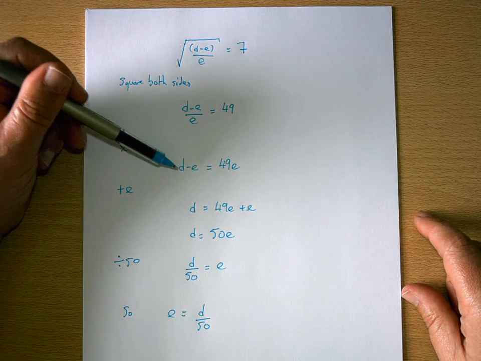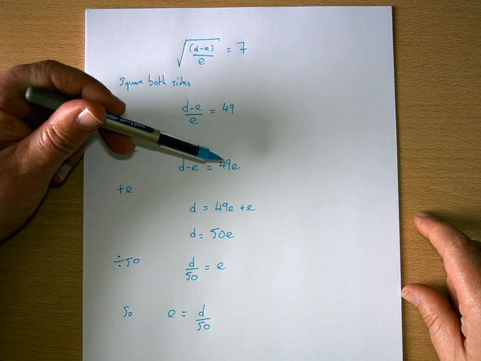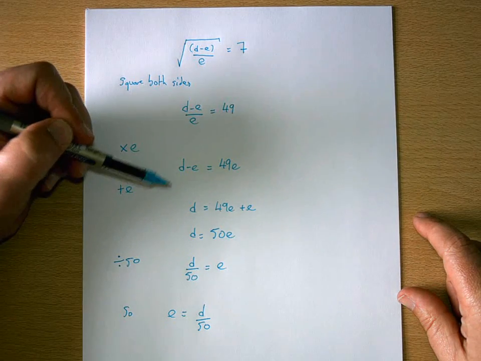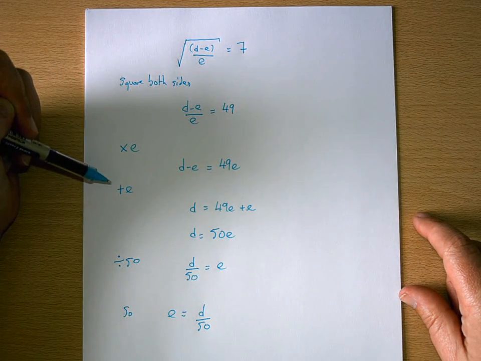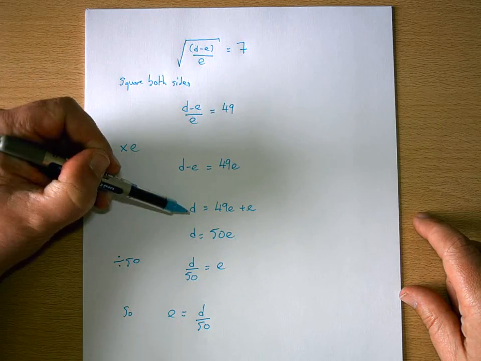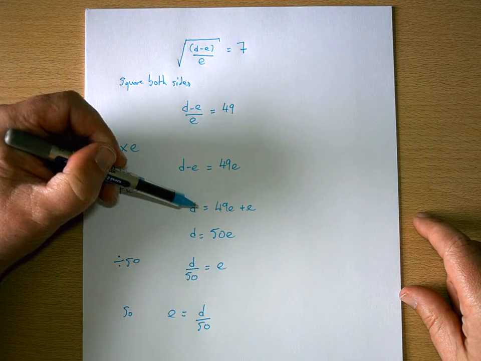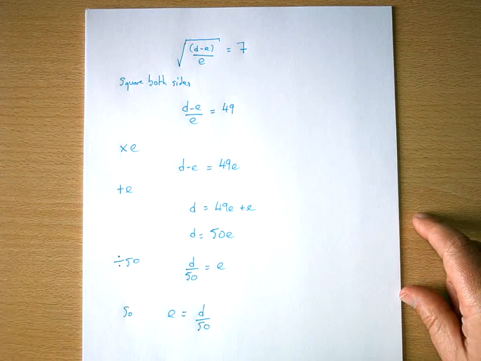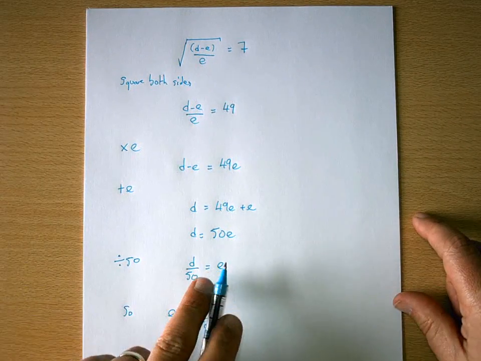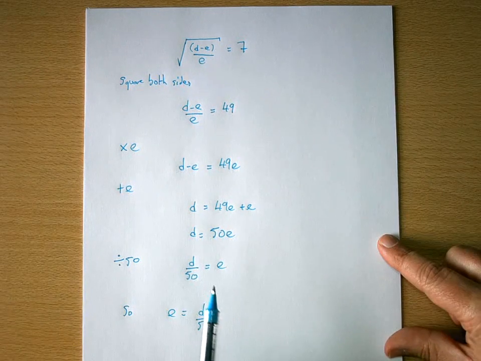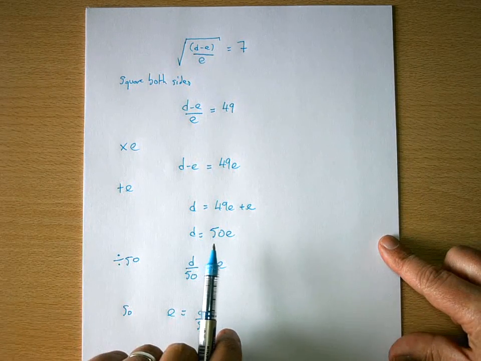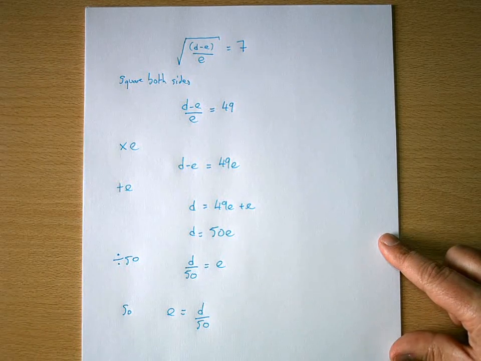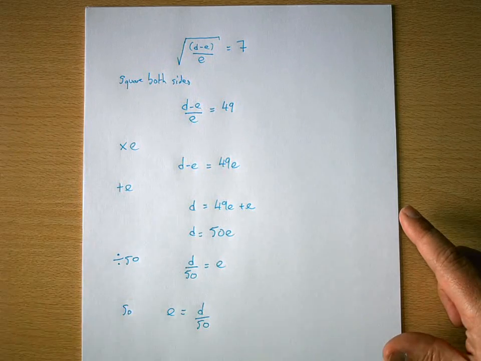Multiplying that side by e gets rid of the fraction, but we have to multiply the other side by e as well. Then we need to get rid of the take e by doing the opposite of taking away 1e, which is adding 1e. So we get d on its own now on the left hand side is equal to 49e plus 1e, which simplifies to 50e. So d equals 50e, but they don't want d equals, they want e equals, so we'll get rid of the times by 50 by dividing by 50. So e equals d over 50. Hope that helps.